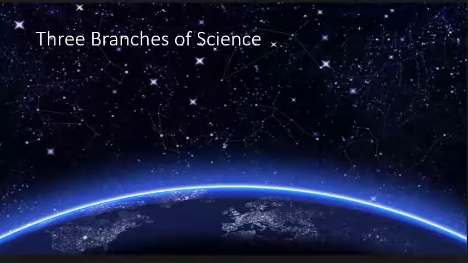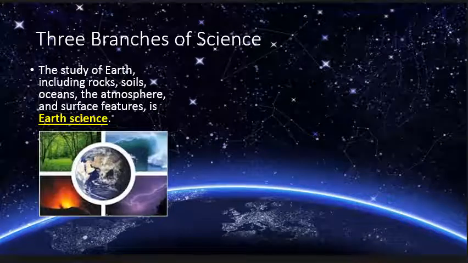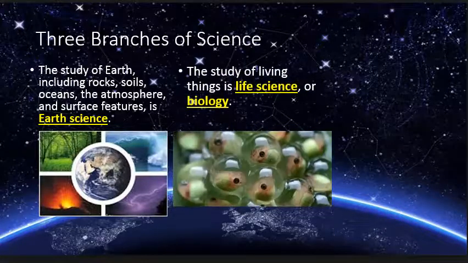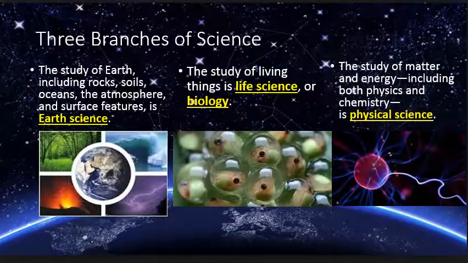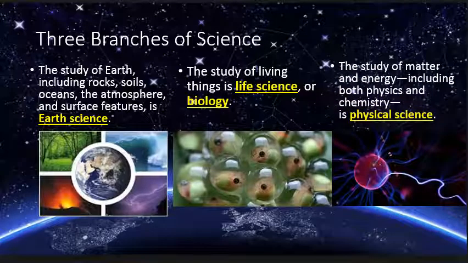So again, there's 3 branches of science. In 6th grade, you should have learned earth science. If not, hopefully you'll get another chance in high school to take that course. There's also life science, which is typically the 7th grade curriculum. And then right now you are in physical science, which is the study of matter, energy, and physics and chemistry.